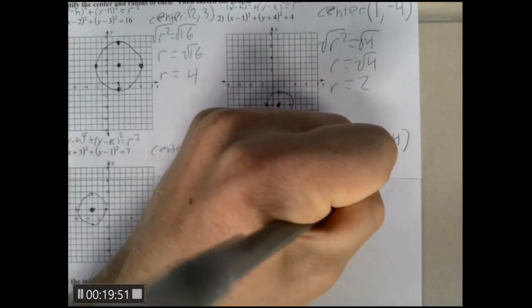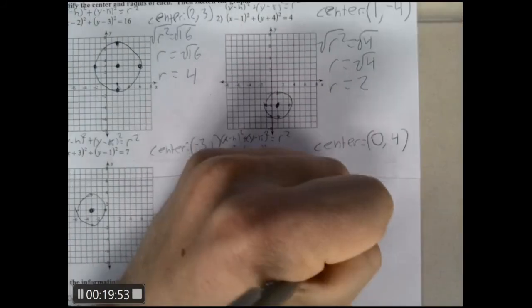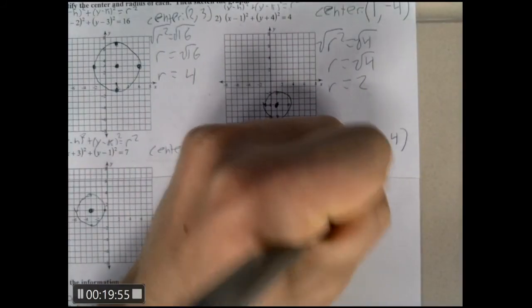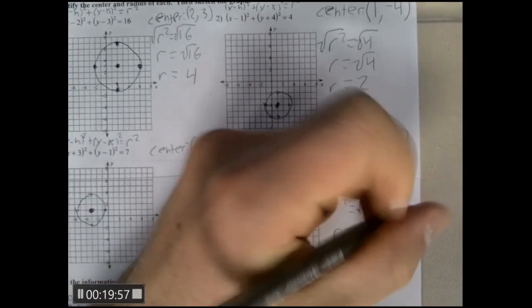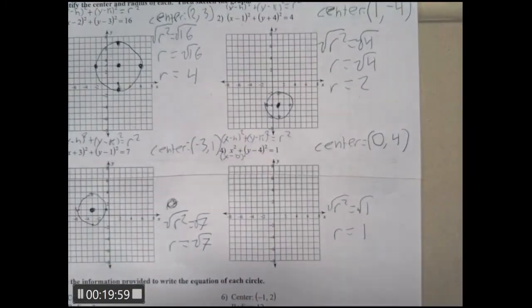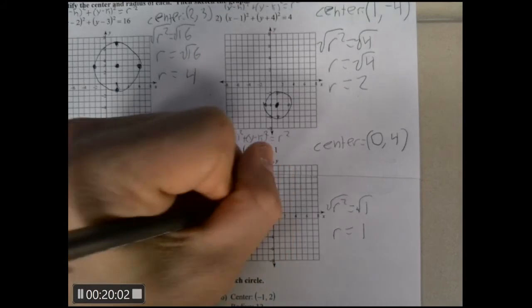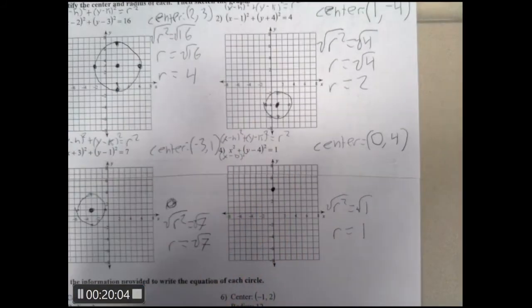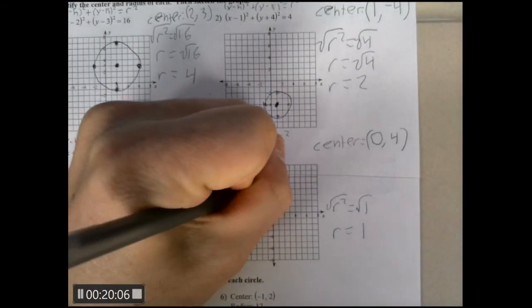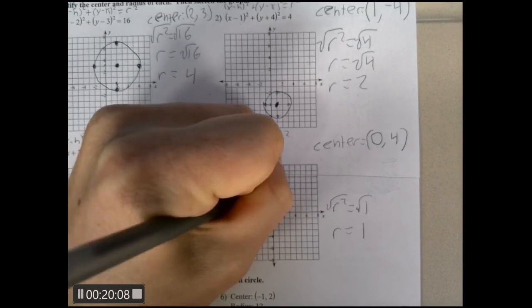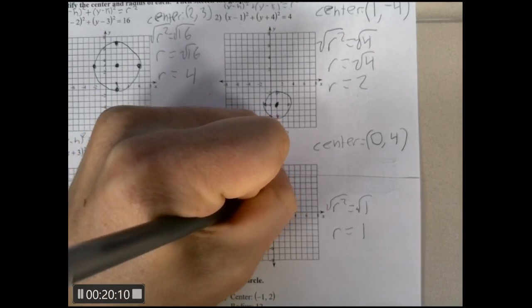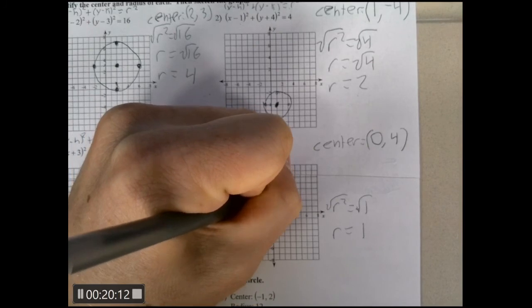Then radius, r squared equals 1. So r, take the square root of both sides. So r is going to equal 1. So I go to my center, which is 0, 4. I go 1 in every direction and sketch my little thing.